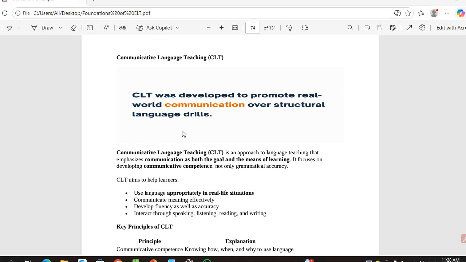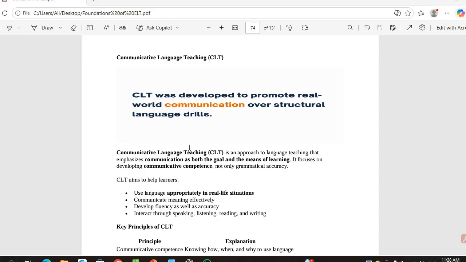Yes, dear students, we continue talking about teaching methods in general, and today we are going to talk about the communicative language teaching method, which we came across, but we need to add more. It was developed to promote real-world communication over structural language drills.